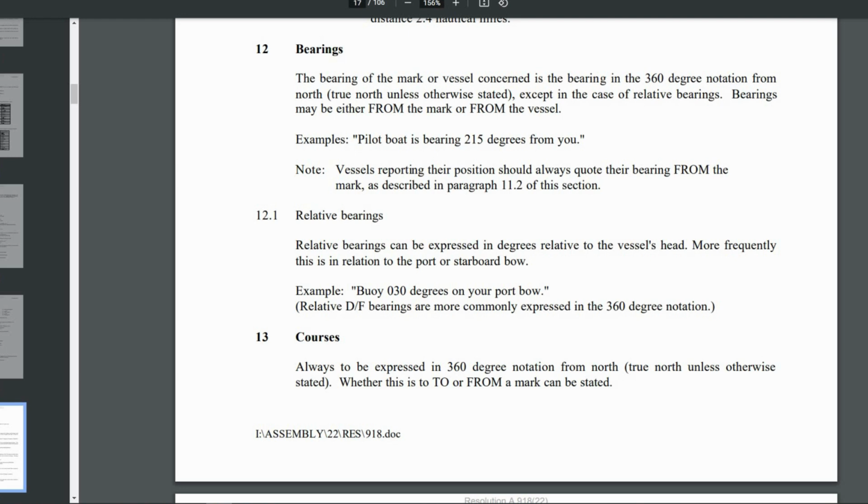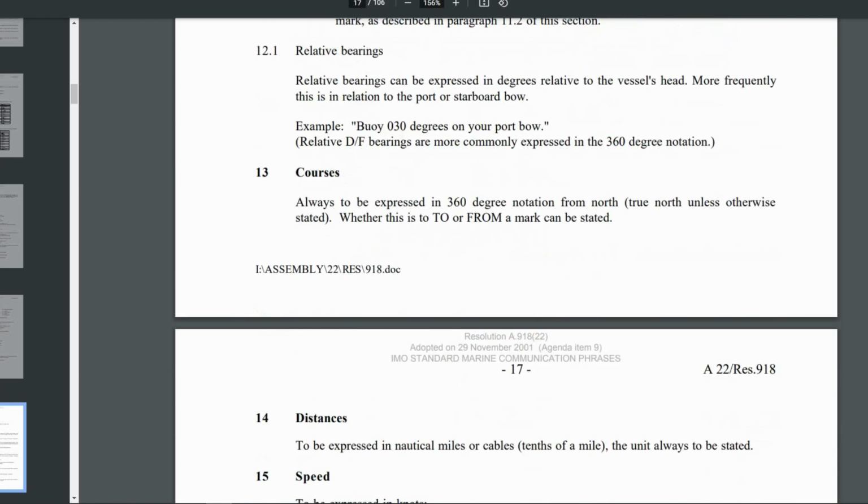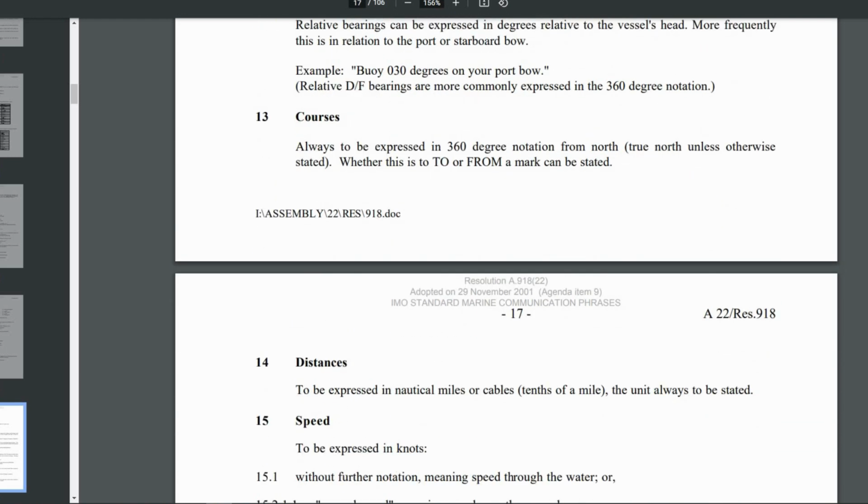12.1. Relative bearings. Relative bearings can be expressed in degrees relative to the vessel's head. More frequently, this is in relation to the port or starboard bow. Example: "Buoy 030 degrees on your port bow." Relative direction finding bearings are more commonly expressed in the 360 degree notation. 13. Courses. Always to be expressed in 360 degree notation from north, true north unless otherwise stated. Whether this is to or from a mark can be stated.